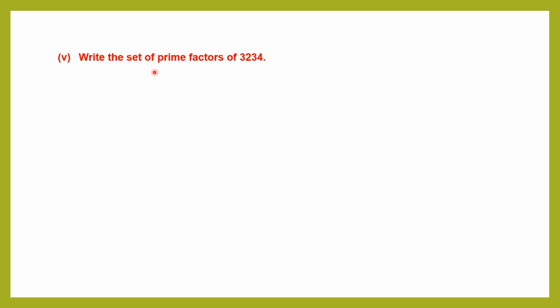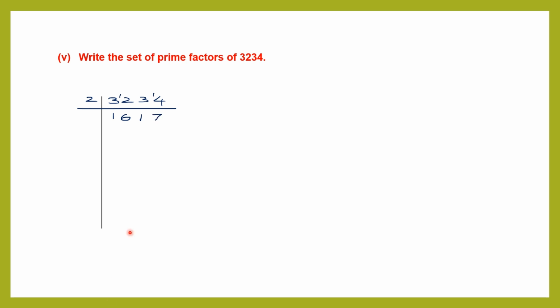Question 5. Write the set of prime factors of 3234. So let's find the prime factors of 3234. This is the method that we use. 3234, we are going to divide it by prime numbers. So let's begin with 2. 2 ones are 2. What is left is 1. So that's 12. 2 sixes are 12. Again, we have 3. 2 ones are 2. There's 1 left, 14. 2 sevens are 14.